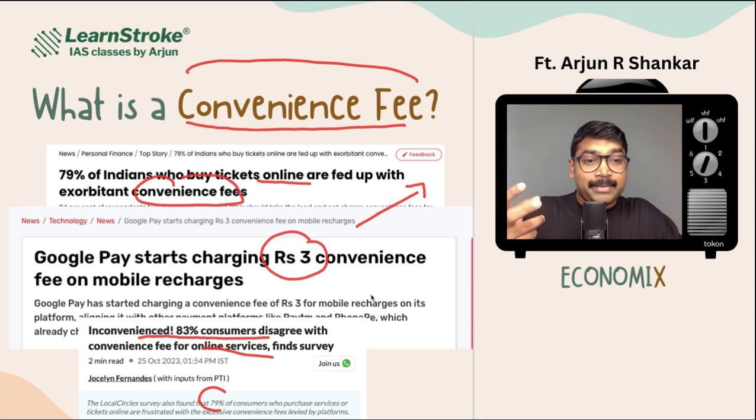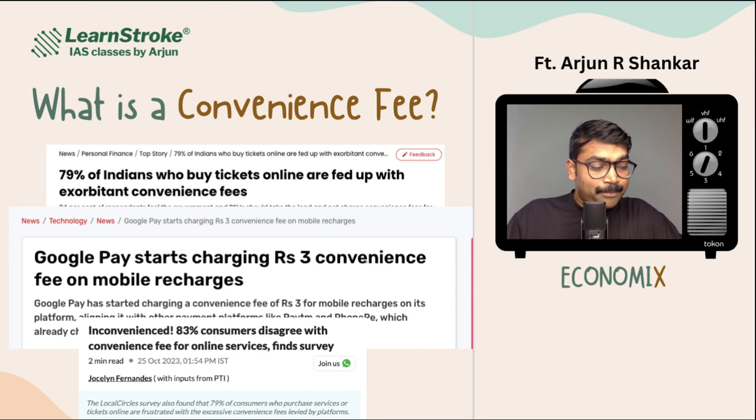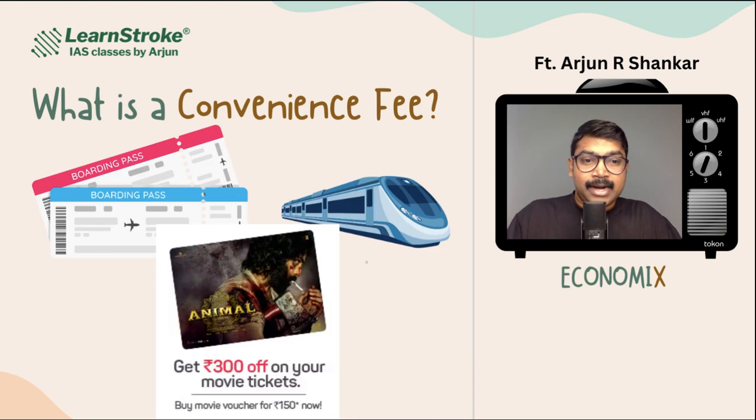This is from the customer side, but from the company side, convenience fee is something that they want because they are offering something. So in this, we'll have to find out what are the important aspects of convenience fee. Let's quickly understand and move on with this concept.